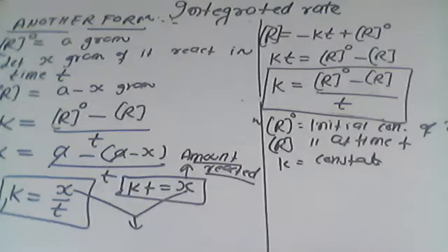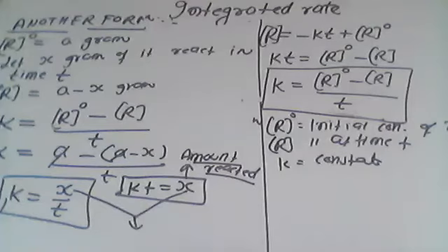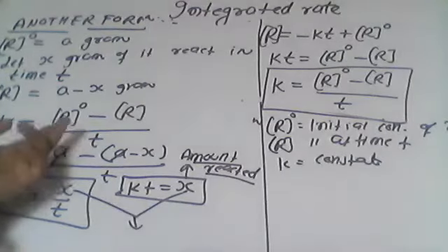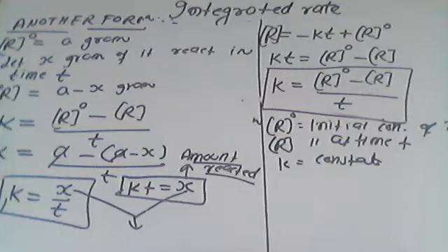So this is basically the integrated rate law equation for zero order reaction. One expression is K is equal to R naught minus R divided by T, and the other is K is equal to X by T, KT is equal to X. K is the constant, T is time, X is the amount reacted. These two expressions you definitely have to use in numericals. On Monday I am going to solve numericals for you.